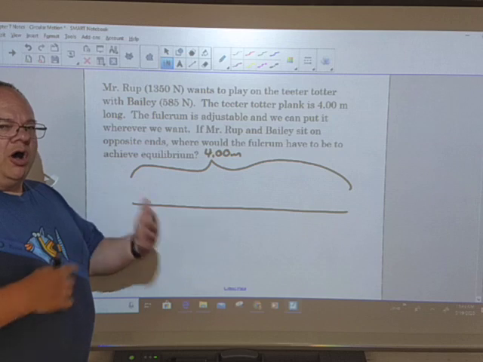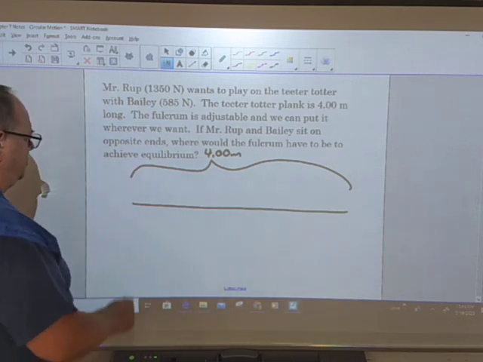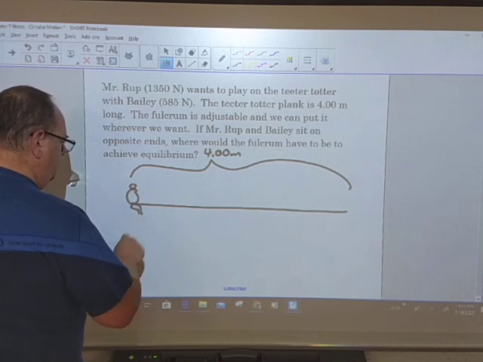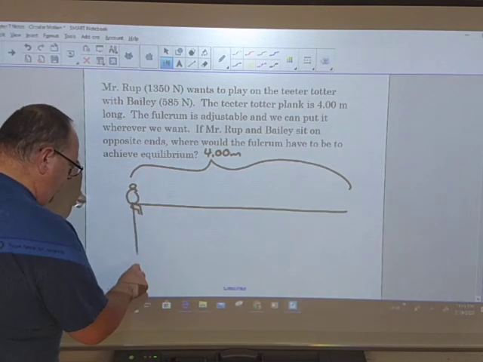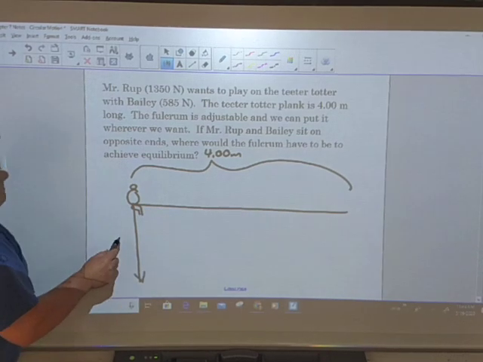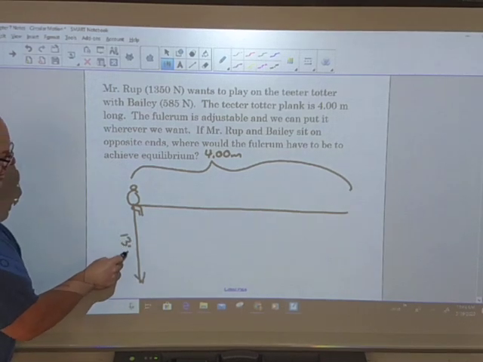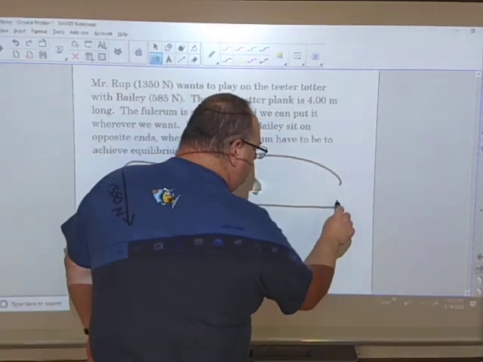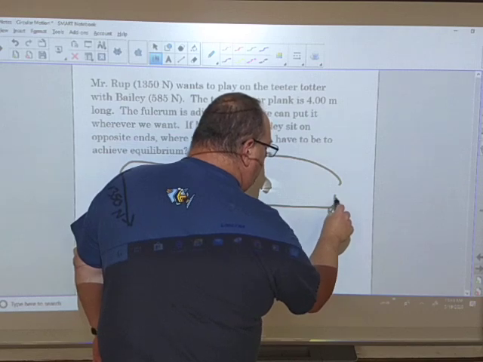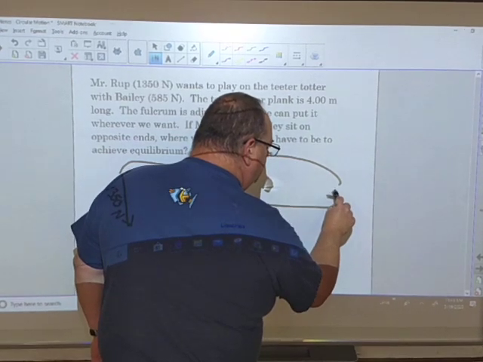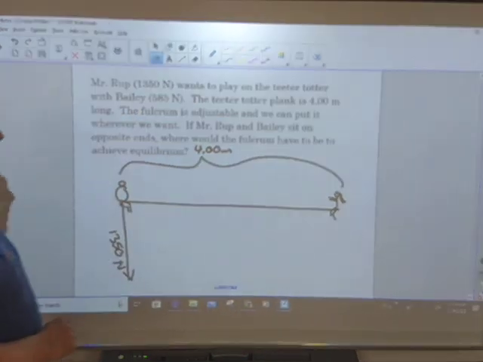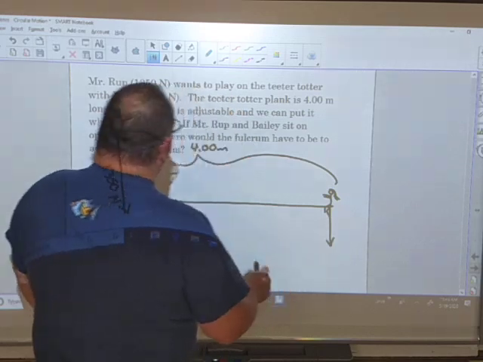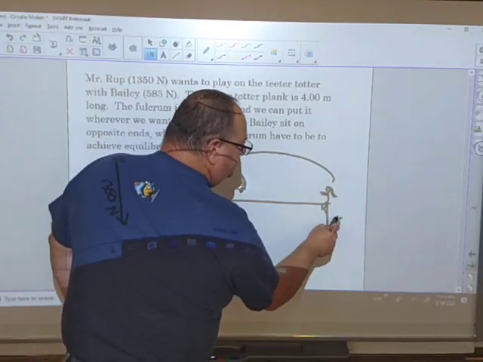Now I'm going to put in all the forces. Okay? So I'll put Mr. Rupp at one end. Mr. Rupp has a weight of 1,350 newtons. Okay? And we'll put Bailey at the other end, and she's got a weight of 585 newtons.